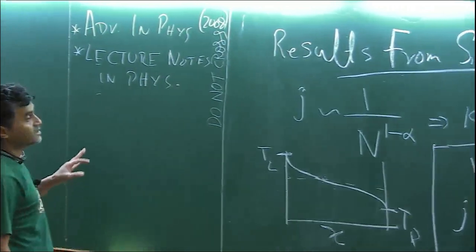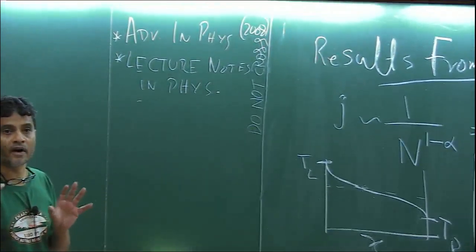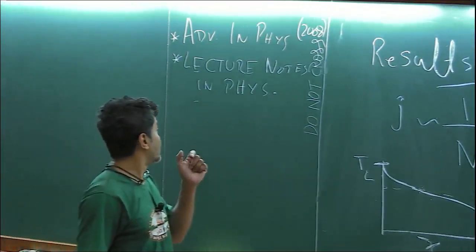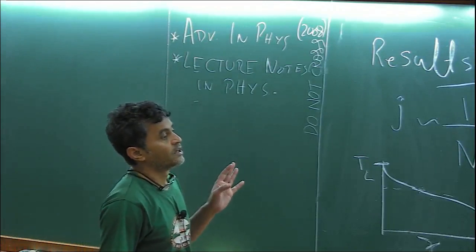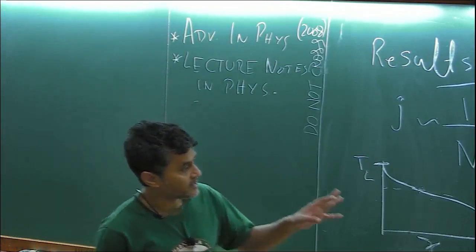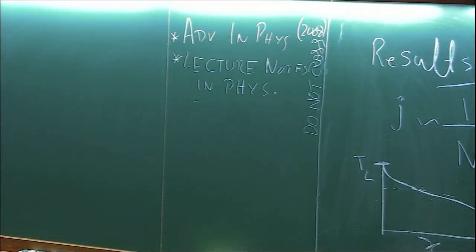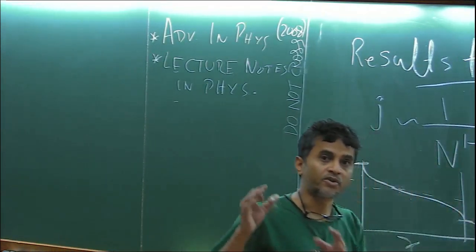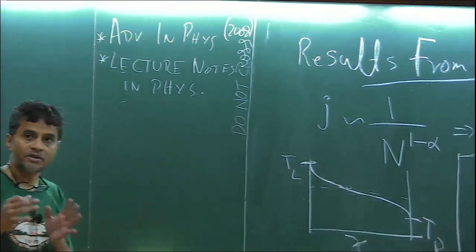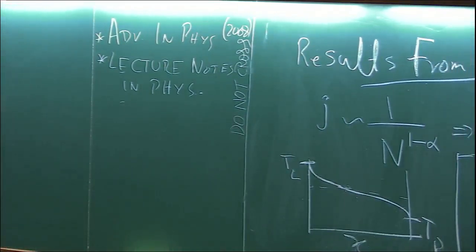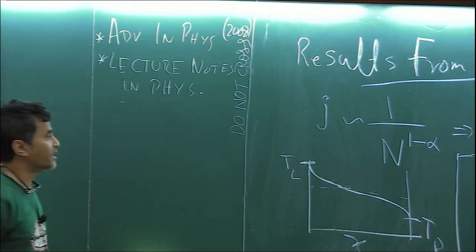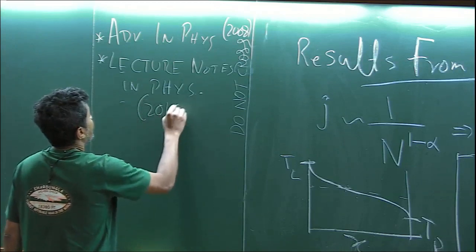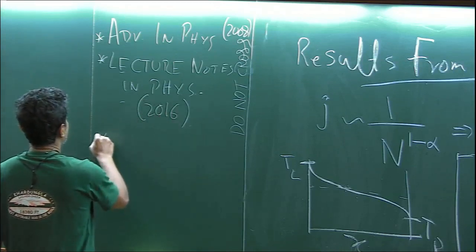This is a collection of a lot of articles on heat transport in low dimensional systems. It has fluctuating hydrodynamics in one chapter and exactly solvable models in another chapter, and then there's a chapter on kinetic theory and so on. So all the various approaches in low-dimensional transport are described in this collection. This is 2016.